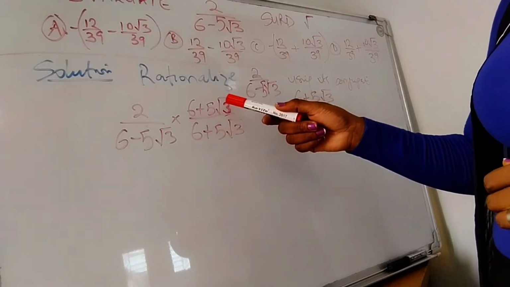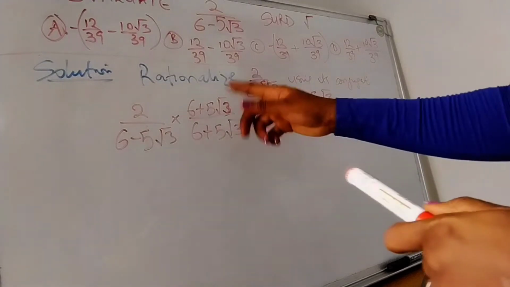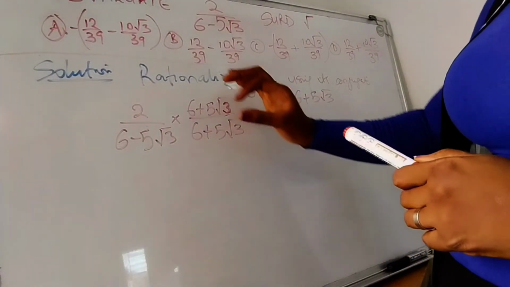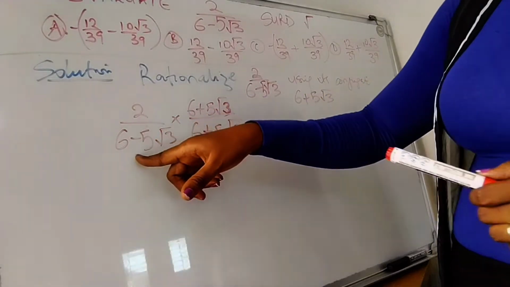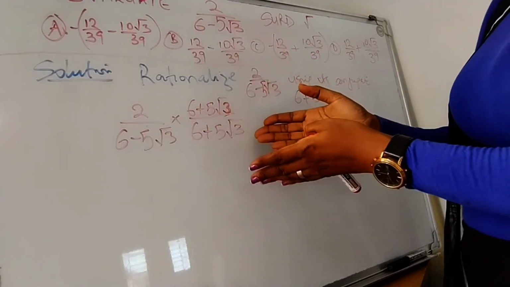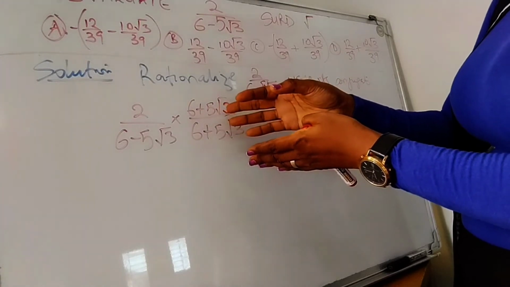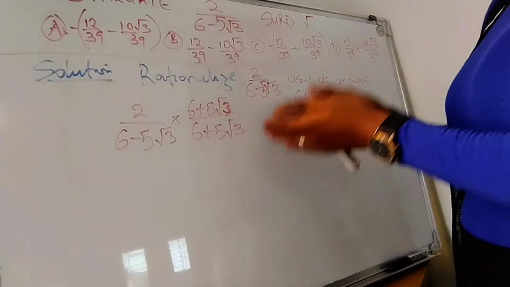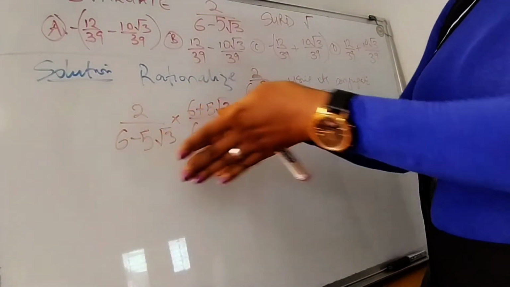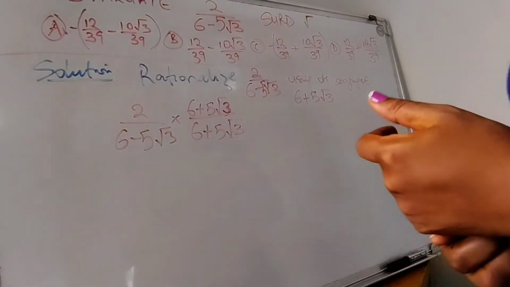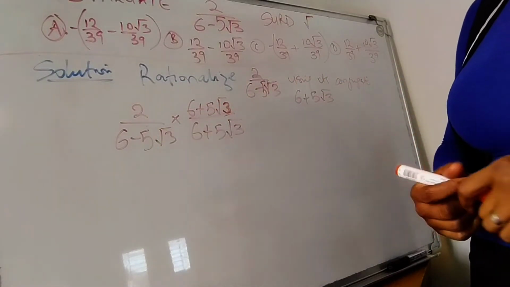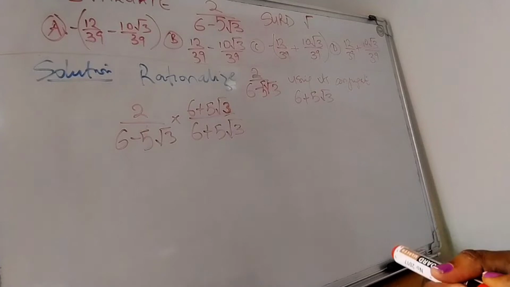Remember, these two can cancel out to give 1. So it's not having any adverse effect on this function. 6 plus 5 root 3 all over 6 plus 5 root 3 is 1. So we're just using it to help us express and evaluate this function. So let's go right ahead to evaluate this.